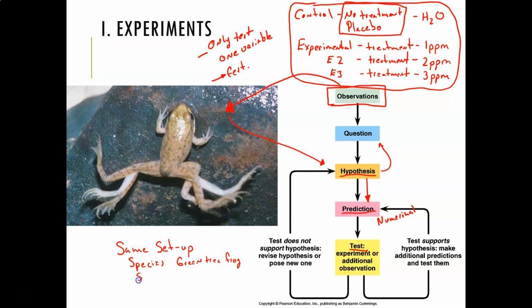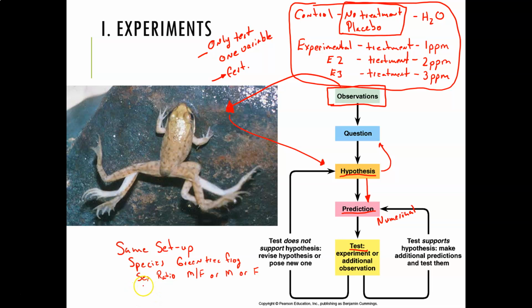The other thing you'd want to look at is the sex ratio. You'd want to probably have the same ratio of male to female, or you could potentially just have all males, or you could even just have all females. But whatever you do, you want them to be the same, okay?